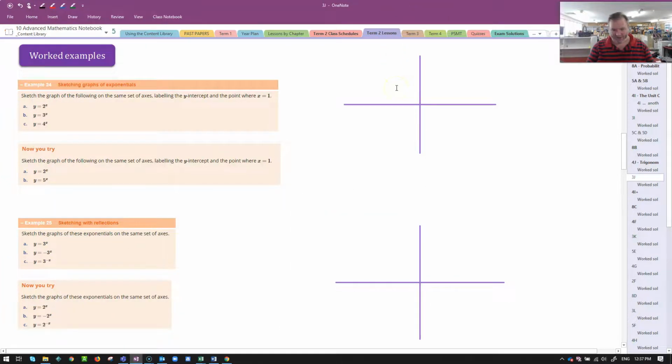So if I was sketching them over here, I'd be going like this. There's my value of 1. Here's when x equals 1. And if I'm doing 2 to the power of x, that's going through the point 1, 2.